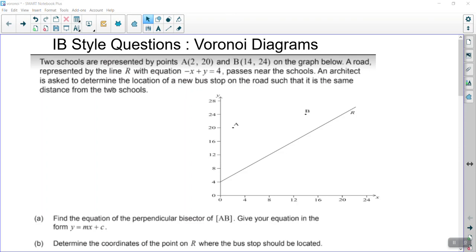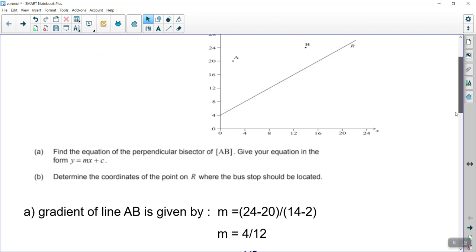Now the architect wants to determine the location of a new bus stop on this road so that it is the same distance from both these schools. Even just looking at the picture, you can find out that the point should be located somewhere here. Now let's take a look at the questions that we have been asked.